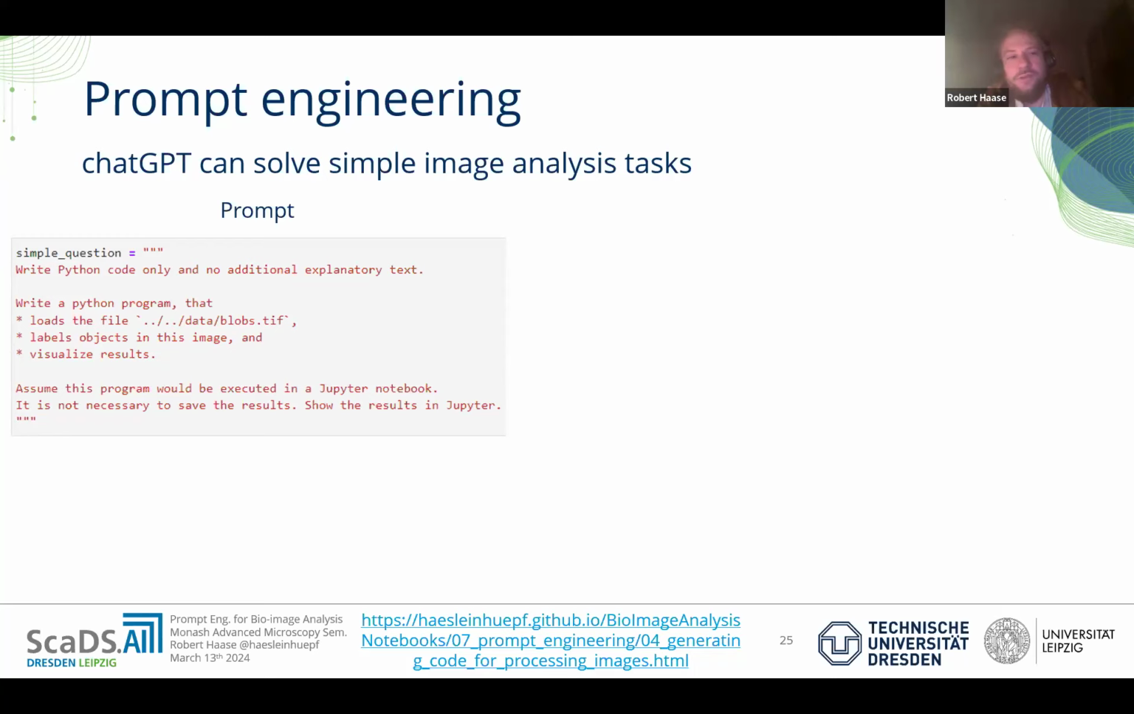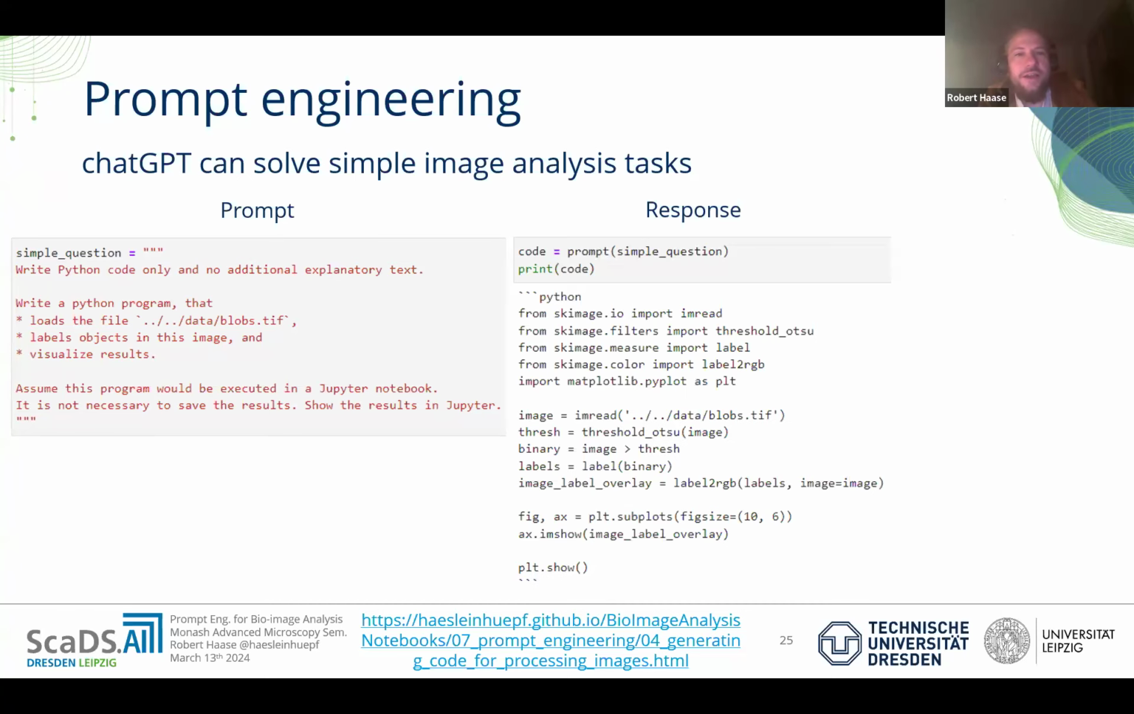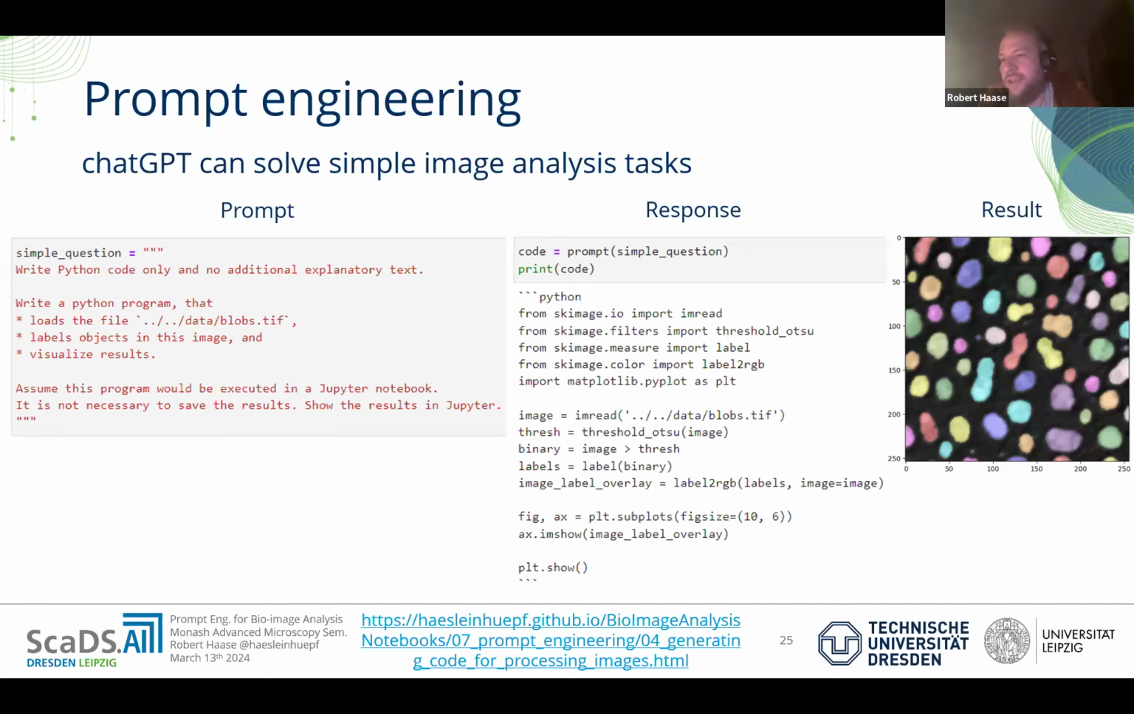And this is what is very interesting for me, also from the science perspective. So here in this case, I'm asking ChatGPT, can you please provide Python code that loads the file blobs.tif, segments the objects in this image, labels these objects, and visualizes the results. And if I run this, I receive some Python code, I can execute this Python code, and the result will look like that. So obviously it is capable to solve these kind of simple image analysis tasks, which were to some degree daily business of my job when I was a full-time image analyst.